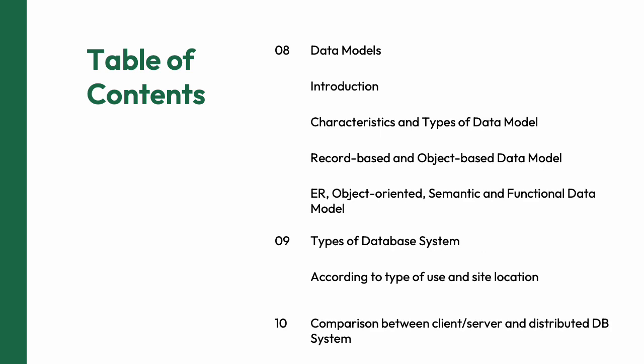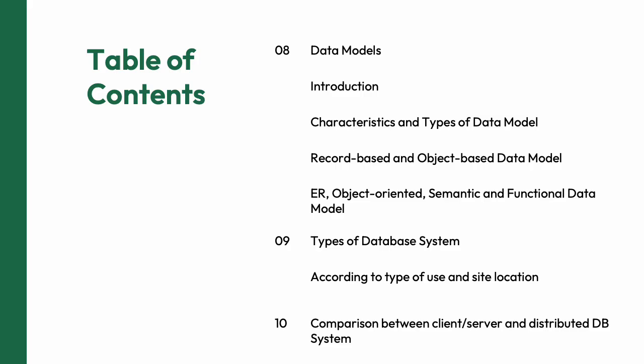And of course, we are moving on to the next part. It's called data models. So we are going to introduce what the data models are, and then the characteristics and the types of the data models. And let's see some of the record-based and object-based data models, and then object-oriented, semantic, and functional data models.